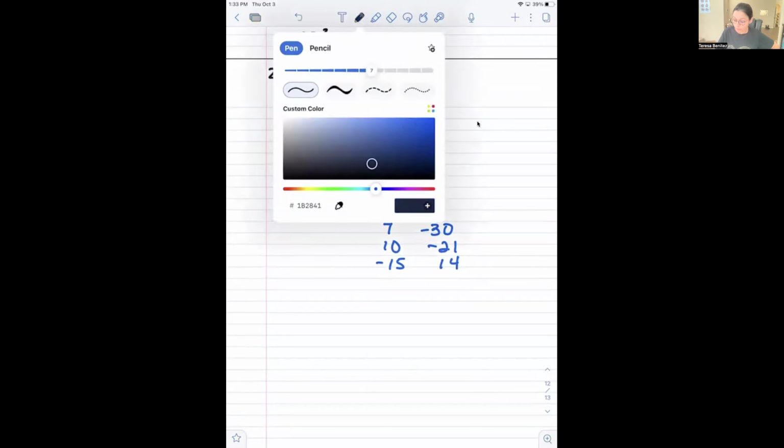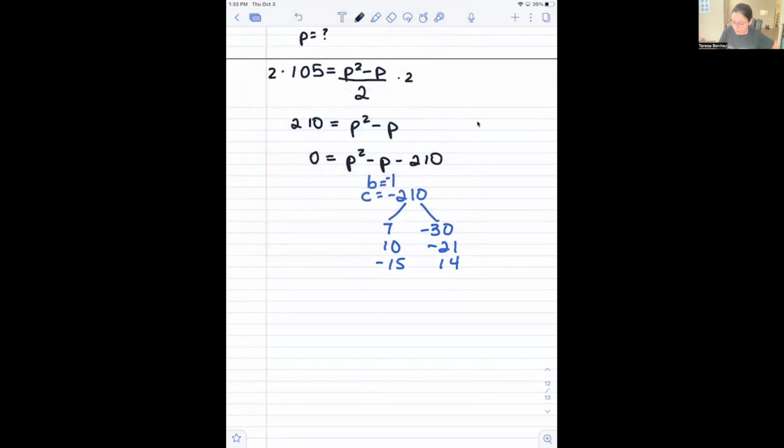Okay, so it does sometimes take a while, and that's fine. That's part of the process. So I have 0 equals (P minus 15)(P plus 14). The 2 values that can make this equation true are P equal to 15 and P equal to -14. But P equal to -14 means -14 people in the room, and that again doesn't have any physical meaning. So P equal to 15 would be our answer.